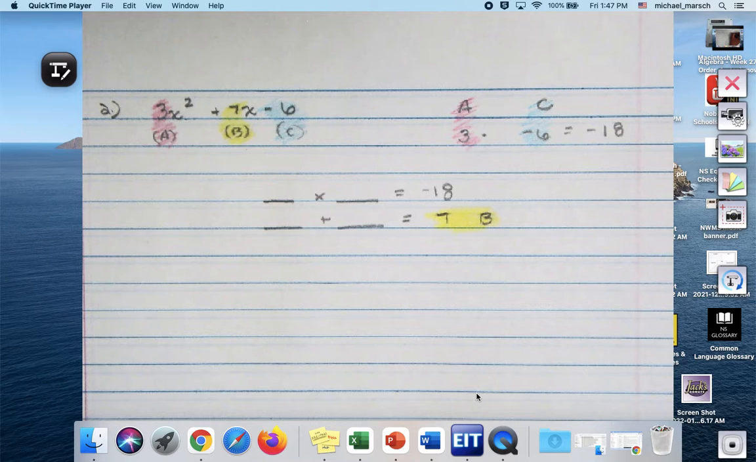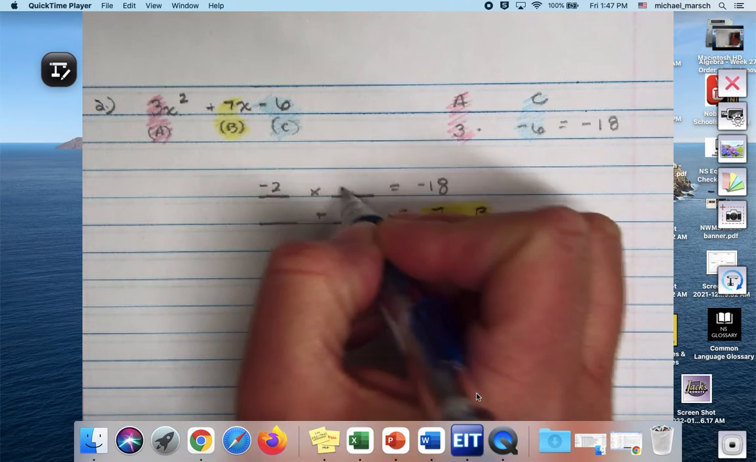So this is where you got to get that brain turning. What two numbers can multiply to make negative 18 but add to make positive 7? They have to be the same two numbers. Yes. Negative 2 and 9. Negative 2 and 9. Perfect.